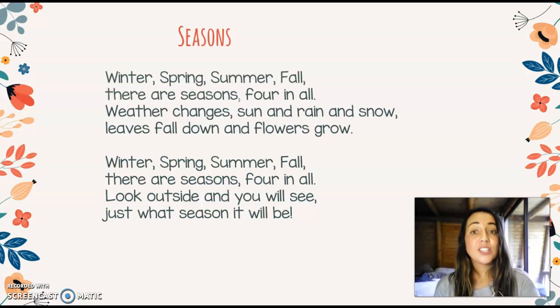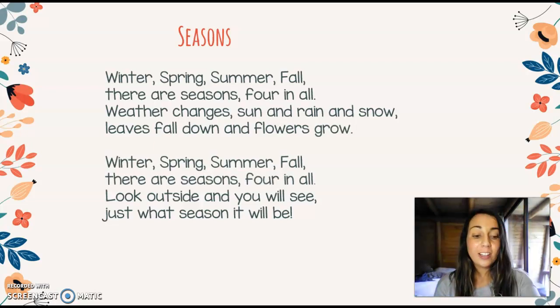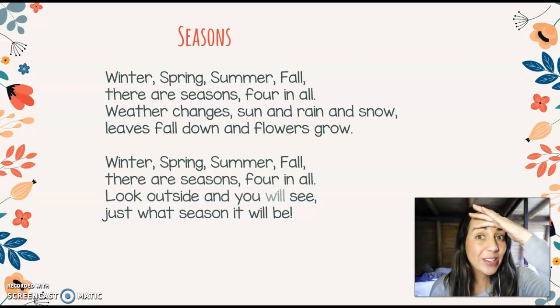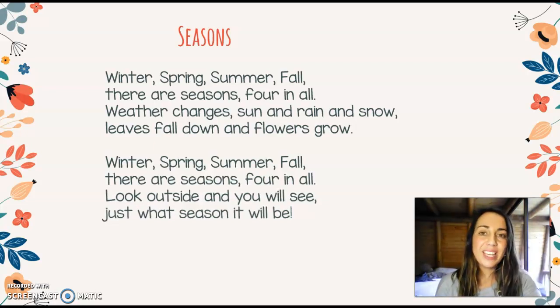Seasons. Winter, spring, summer, fall. There are seasons, four in all. Weather changes, sun and rain and snow. Leaves fall down and flowers grow. Winter, spring, summer, fall. There are seasons, four in all. Look outside and you will see just what season it will be.